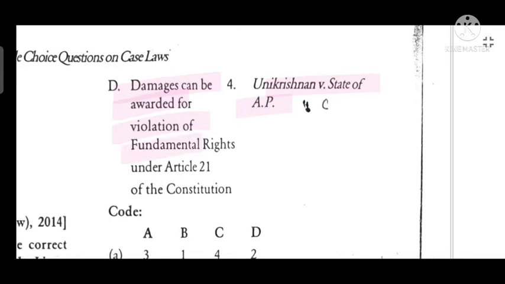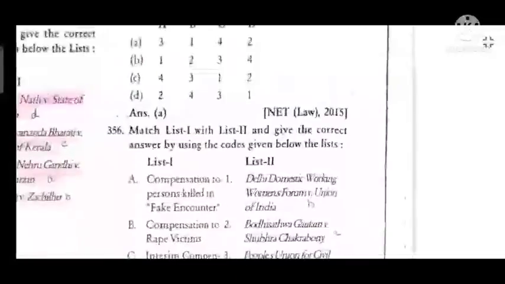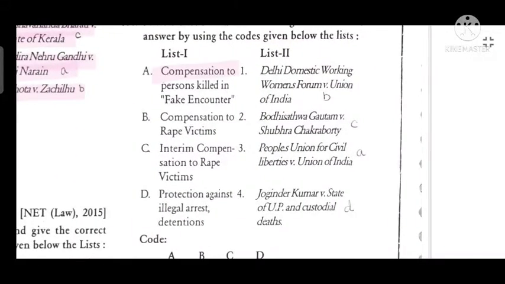Damages can be awarded for violation of fundamental rights under Article 21 of the Constitution. Rudul Sah versus State of Bihar. Compensation to a person killed in a fake encounter. People's Union for Civil Liberties versus Union of India. Compensation for rape victims. Delhi Domestic Working Women's Forum versus Union of India. Interim compensation for the rape victim. Bodhisattwa Gautam versus Subhra Chakraborty.